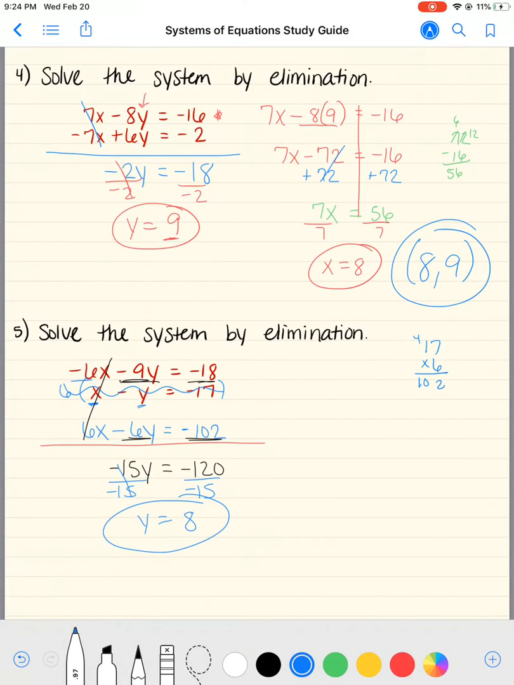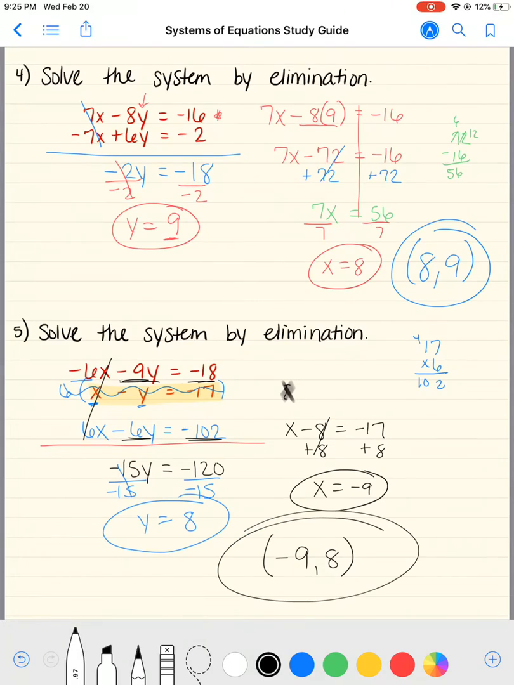Now I still need to figure out x. So I actually want to come back to this original second equation right here just because it's so simple. And I'm going to plug my 8 into that one. So it's going to become x minus 8 equals negative 17. So then all I have to do is add 8 to each side. So x would equal negative 9. And then your ordered pair would be negative 9, 8.